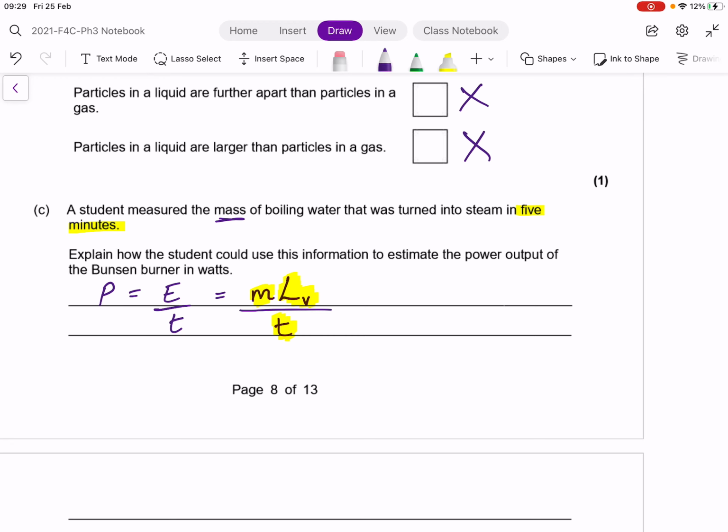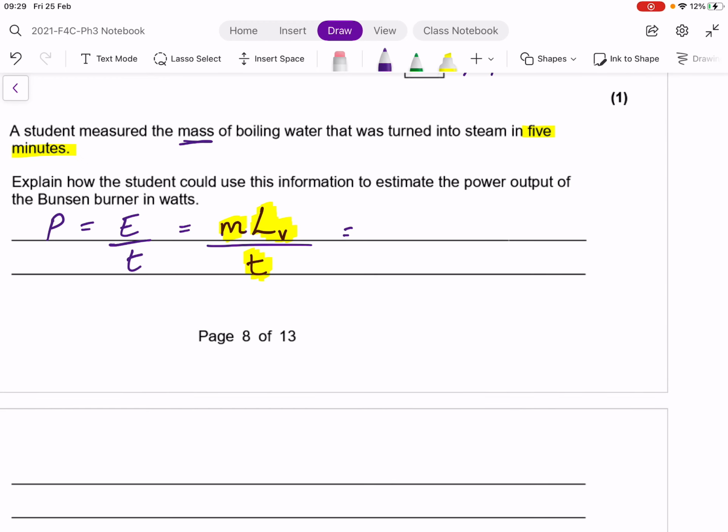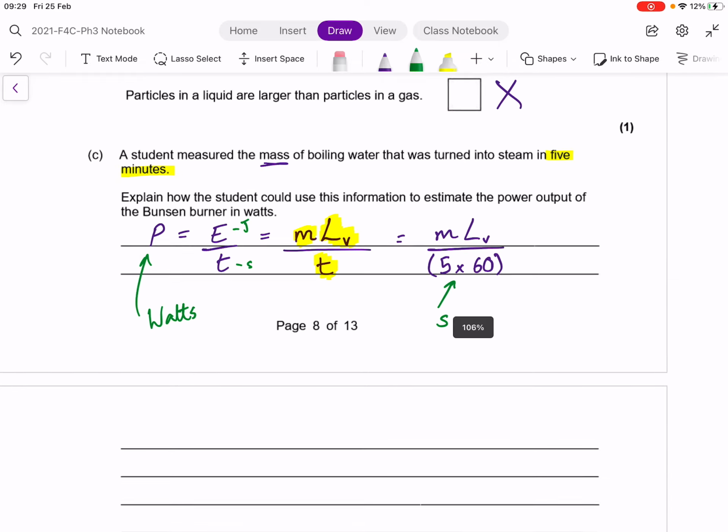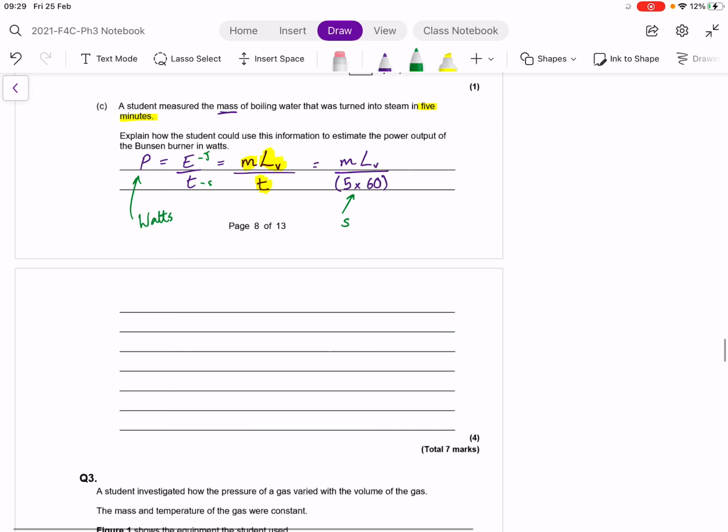Now, the one thing to be aware of is that the time is actually not 5 minutes, it's 5 times 60, because we actually need it in seconds, right? We want our power to be in watts. That means we need joules per second, and so this number down here needs to be in seconds. Basically, that equation gets you the full 4 marks.